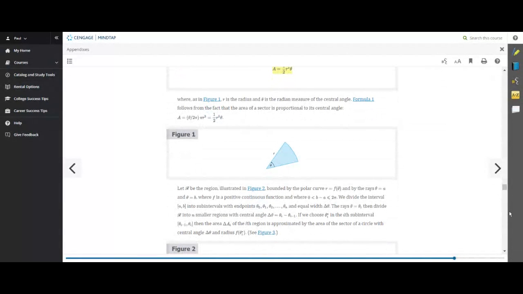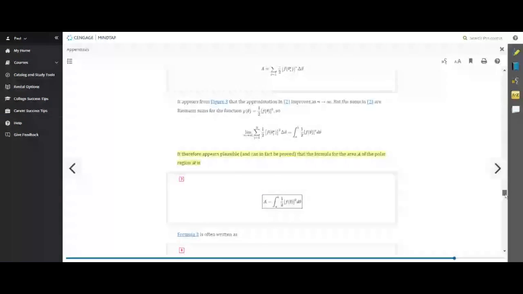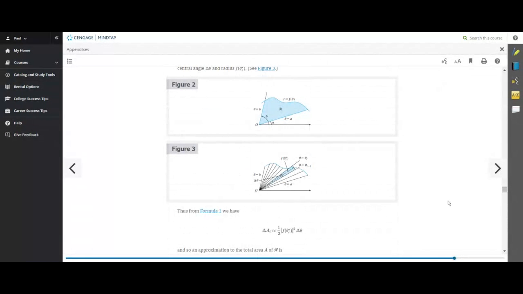The situation we're talking about is like figure 2. In figure 2, you see a polar graph, r equals f of theta, with a starting angle, theta equals a, and an ending angle, theta equals b. Between those angles, there is shaded blue area underneath the polar graph, r equals f of theta. So how do we find that area?